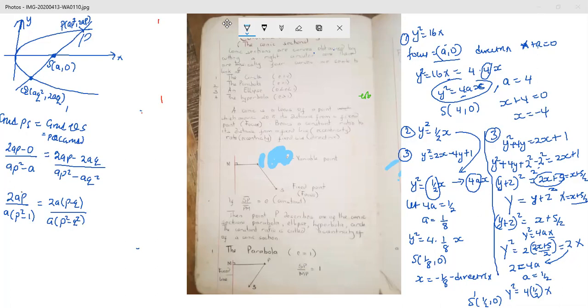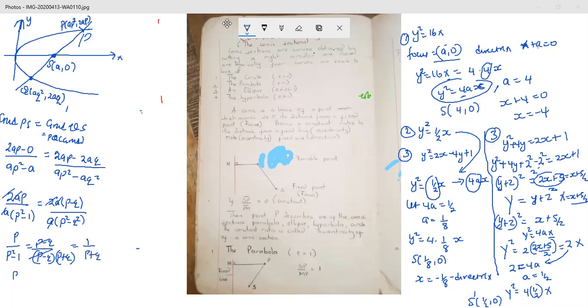So when I simplify this, A can divide off even this one, even this 2. What do I remain with? P out of P squared minus 1 is equal to P minus 2 out of P minus 2 into P plus Q. This is 1 over P plus Q.